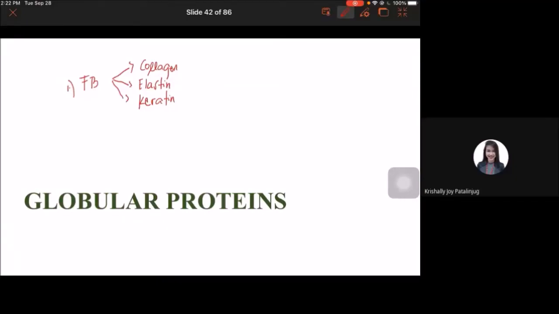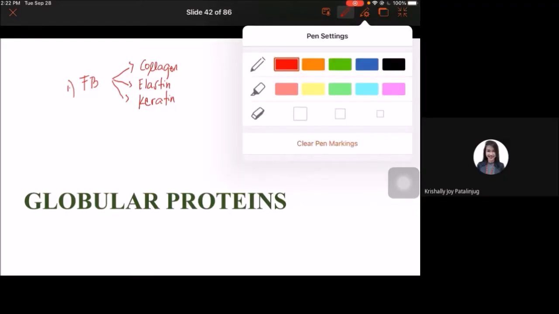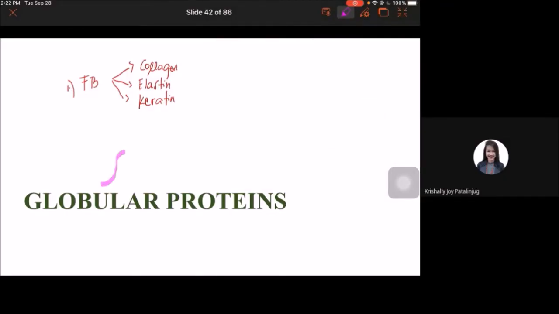We will now proceed to the second group of physiological proteins, and these are the globular proteins. I mentioned last meeting that globular proteins play a significant role in our body. Particularly, they are very important to perform metabolism processes. Okay, what else? It is also very important for transport purposes. And we also have globular proteins for storage purposes. So we have metabolism, transport, storage.